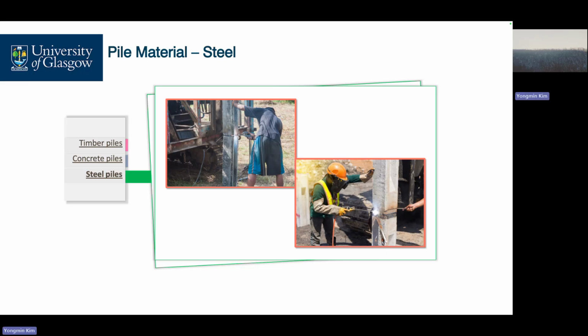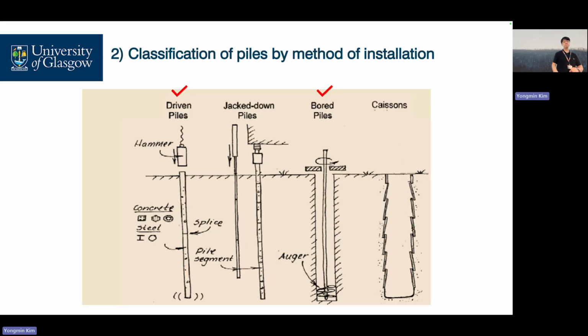One of the big advantages of using steel pipe is weldability. We can connect them with welding. Very easy to handle.